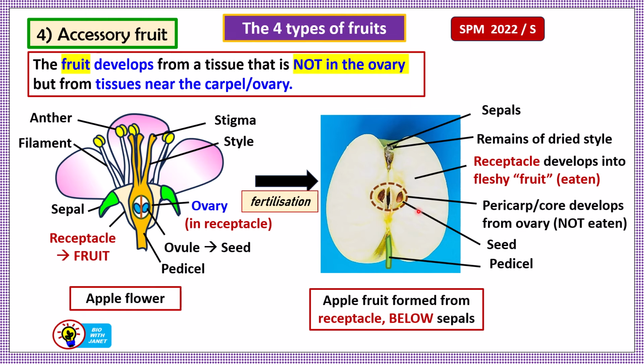Okay, so this is an accessory fruit because the fruit develops from a tissue that's not found in the ovary, but from the receptacle, which is a tissue near the ovary. Okay, that's the apple fruit. It is an accessory fruit. Okay, so the sepal is at the upper part already, not the lower part, because the receptacle below is the part that develops.